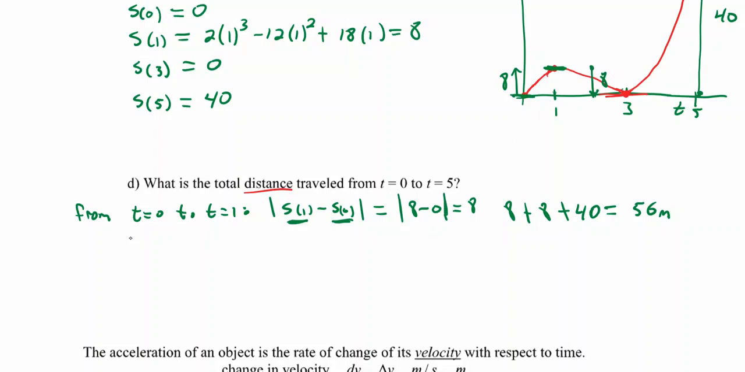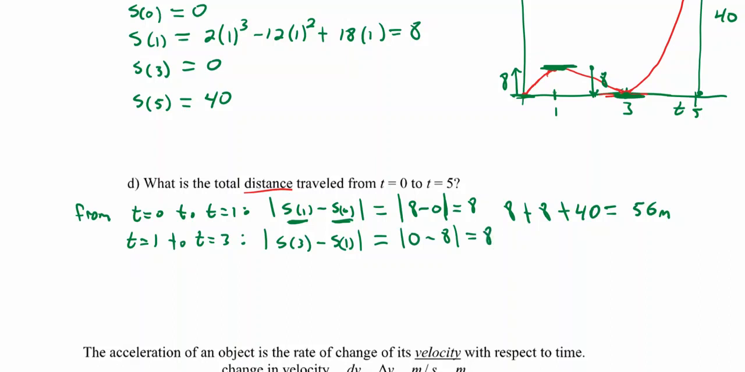But in the next one, if we go from an interval of t at 1 second to t at 3 seconds, then that would be the absolute value of s of 3 minus s of 1, which ends up being 0 minus 8, right? Because that's this height minus this height, which comes out as a negative number. But I didn't really want it to be a negative number because I don't care about the direction, right? So this would be 8 again.